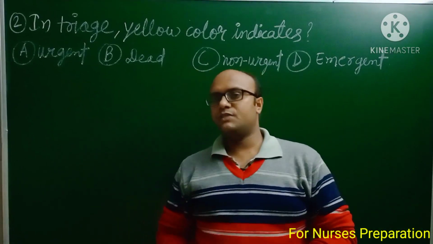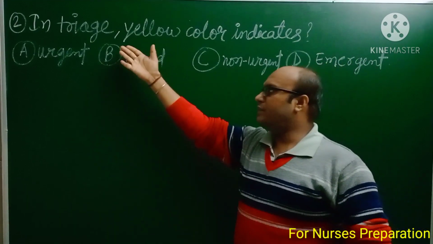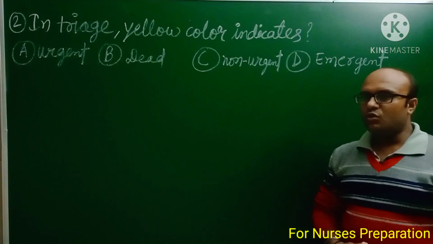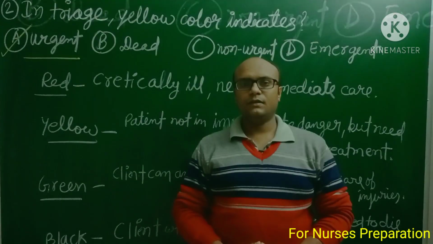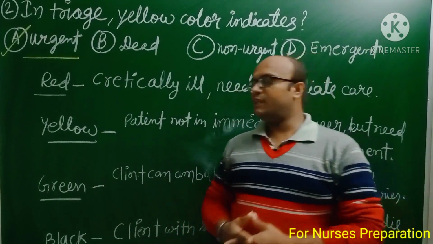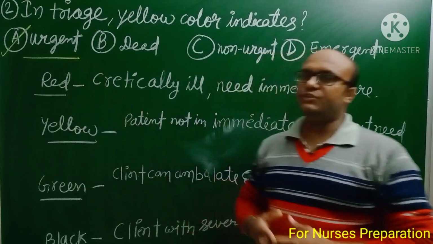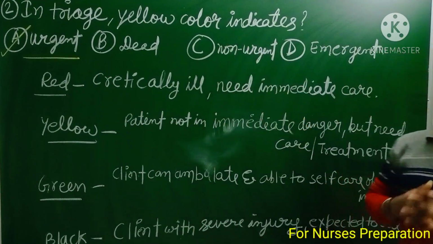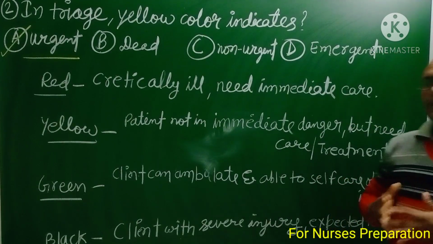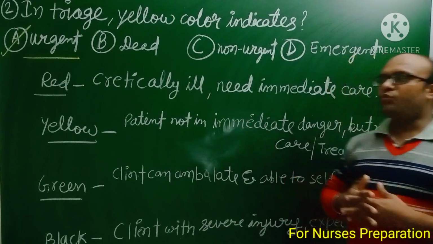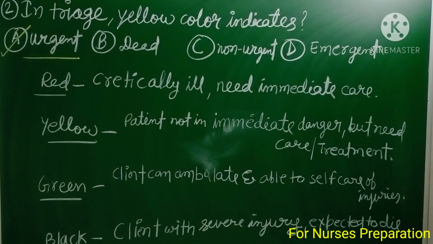Question number 2 is from triage. In triage, yellow color indicates option A, urgent, option B, dead, option C, non-urgent, option D, emergent. Right answer of this question is option A, urgent. Yellow color in triage denotes urgency or urgent. What is triage? Let's have a quick revision about triage system.